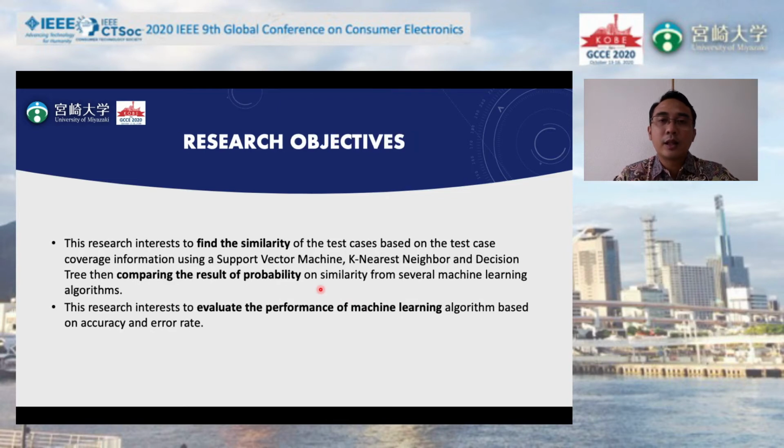This is the research objective. This research aims to find the similarity of test cases based on the test case coverage information using support vector machine, k-nearest neighbor, and decision tree. After that, we compare the resulting probability of similarity from the several machine learning algorithms. This research also aims to evaluate the performance of the machine learning algorithms based on accuracy and error rate.